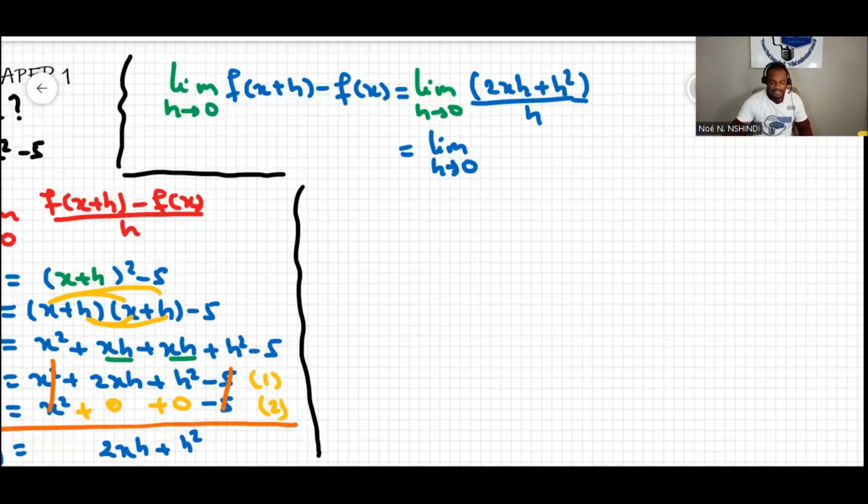And then we can take h as a common factor, because h is in this term, 2xh plus h squared. Okay, I can take h as a common factor. So it's going to be h times 2x plus h, all over h, okay? Then we can simplify h here and h there, and we are left with the limit of 2x plus h, only one h, not h squared anymore.